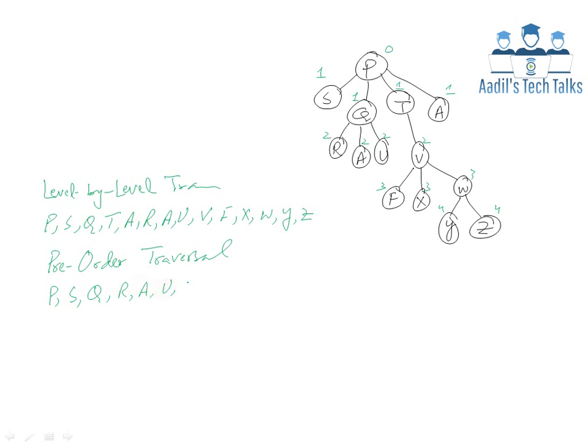Then comes the younger brother of Q, which is T. Now T is the father of V. In turn V is the father of F, X and W, where W is the father of Y and Z, and then comes the younger brother of T, which is A.